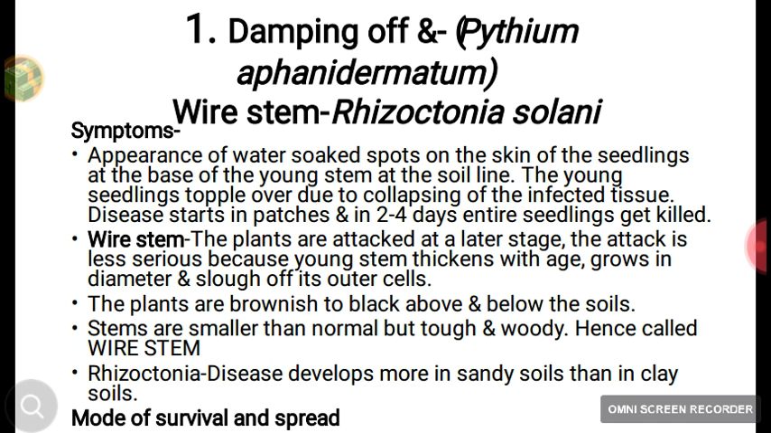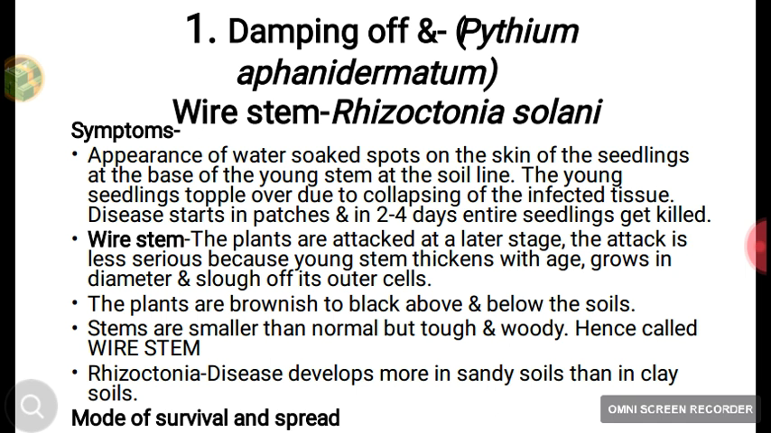It is so in general cases, but in the case of crucifers, it is called wire stem because the plants are attacked at later stages. The roots become thinner and they become woody. Because of this, they got the name wire stem. The young stem thickens with age and grows in diameter and sloughs off its outer cells. The plants are brownish to black above and below the soil. Stems are smaller than normal but tough and woody, hence the name wire stem.